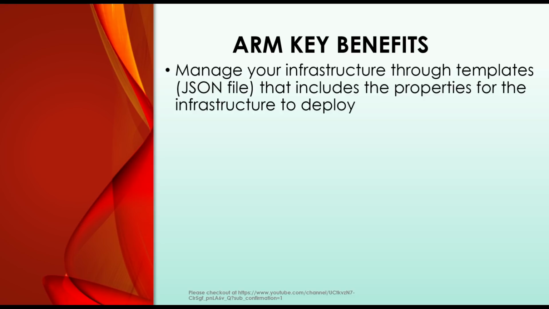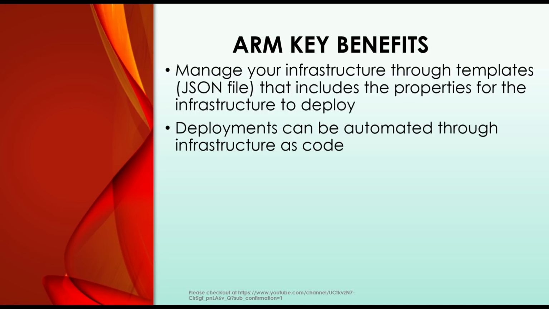So let's talk about the key benefits. How do ARM templates help us? ARM templates manage the infrastructure through templates, which are JSON files that include the properties for the infrastructure to deploy. The deployments can be automated through infrastructure as code. Now, what is infrastructure as code? It is a concept where you deploy resources with a template. In the case of Azure, it is through a JSON file, and that's how we can deploy the resources.